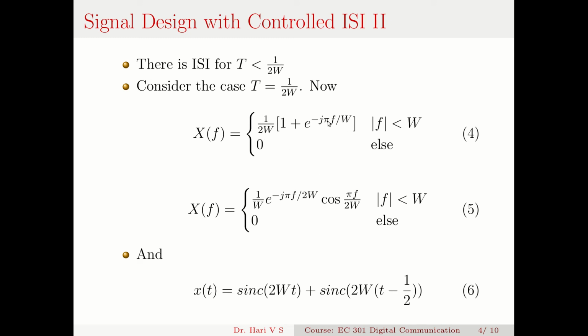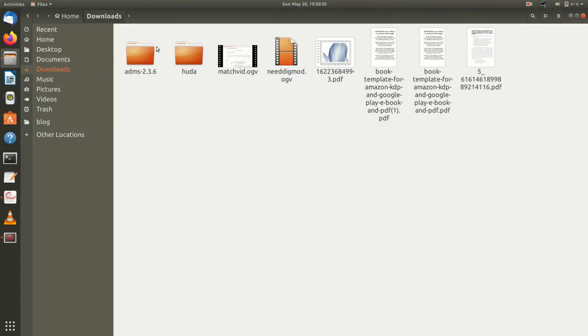Now if I look into this equation for X(f), I can compute x(t). This is equal to sinc 2Wt, because this is a pulse of width 1 by 2W, so its inverse transform should be a sinc function. So it becomes sinc 2Wt plus sinc 2W times t minus half, because the term multiplied by e raised to minus j pi f by W is delayed by half a unit. So this is the kind of pulse you are getting with the controlled ISI, that is x(nT) is 1 for n equal to 0 and n equal to 1. Now we will plot this function and understand this.